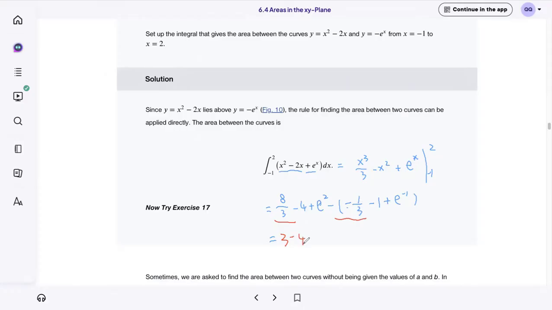3, then we have this minus 4. Then this minus 1 becomes plus 1. So this just becomes 0. Then we have e squared, minus e raised to negative 1, which is 1 over e. So in the end, we get e squared minus 1 over e. Or maybe we can approximate with some values if we want. But for pure mathematics like this, you leave e squared minus 1 over e, that's perfect.